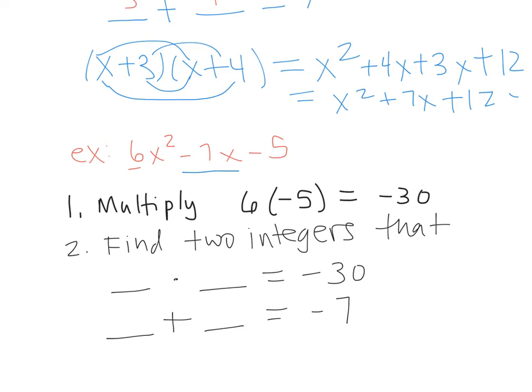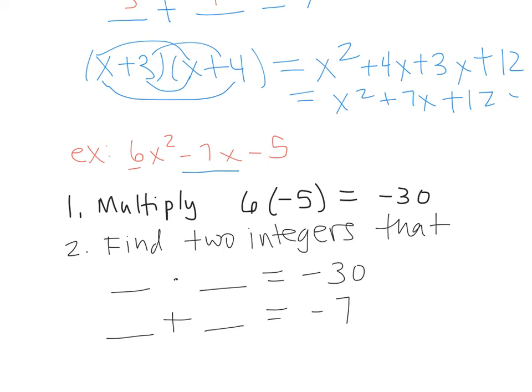Okay, so this is similar to what we did when we had a leading coefficient of 1, but we have to do that first step of multiplying the leading coefficient by the constant term. Okay, so here is where we can maybe do a little bit of trial and error. We want to multiply to negative 30, and we want to add to negative 7. Well, negative 30 we could get as negative 5 times 6. Well, that doesn't add up to negative 7. We could do negative 6 times 5. That doesn't add up to negative 7.